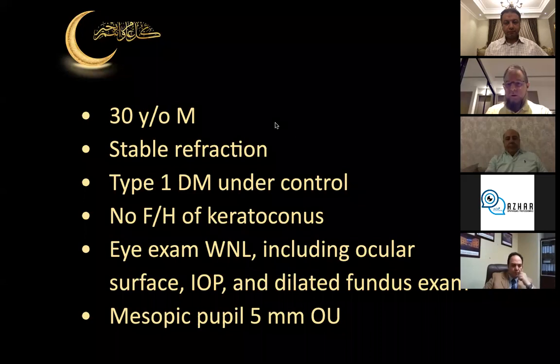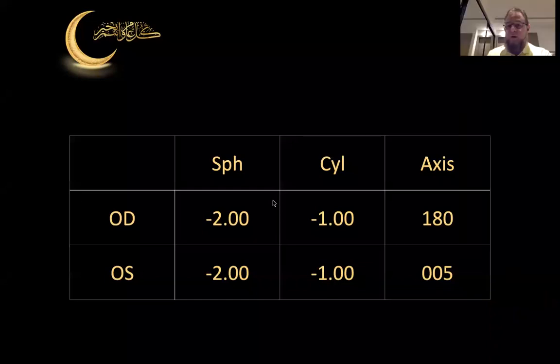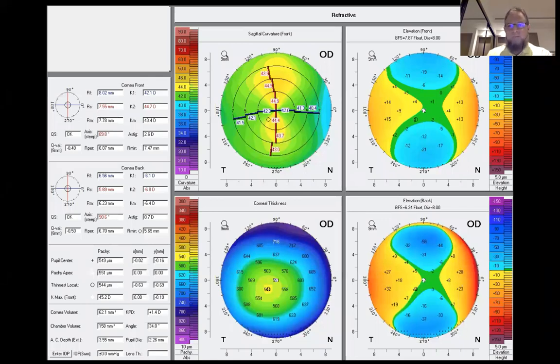This is his corneal topography. This is the refraction first. The right eye is -2, -1 at 180. The left eye is -2, -1 at 5. So as you see, it is like mild refractive error. And this is the corneal topography. This is the right eye and following the left eye.